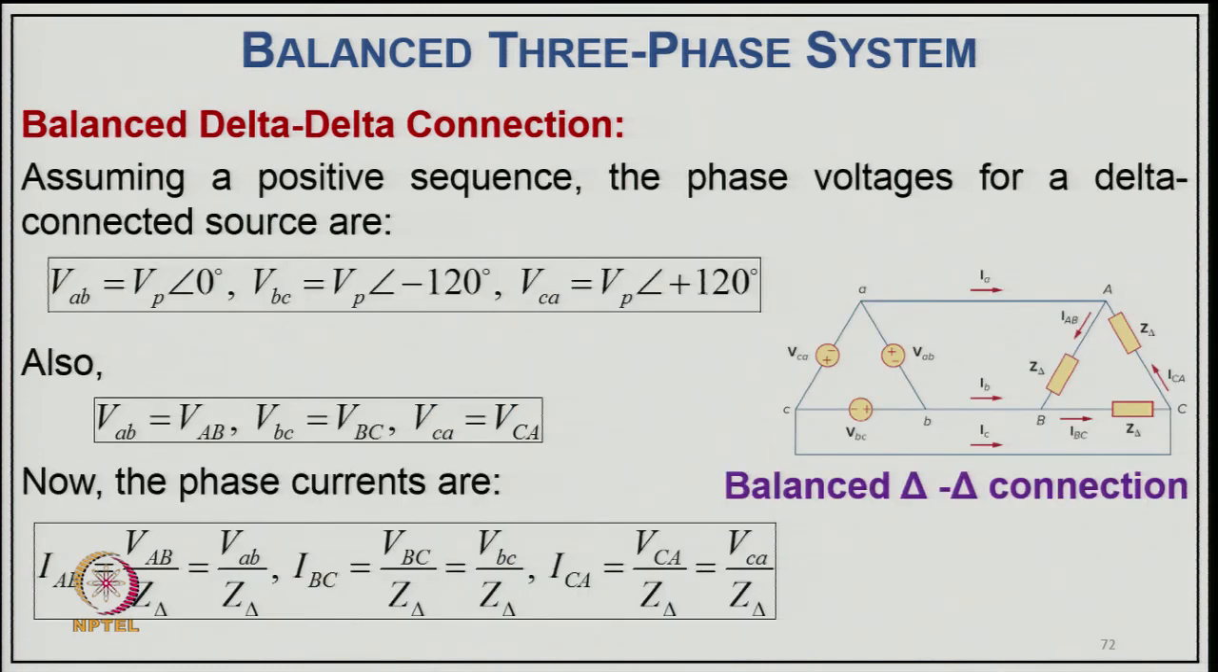So, assuming a positive sequence, the phase voltages for the delta connected system are V_ab equal to V_p at the angle of 0, V_bc equal to V_p at the angle of minus 120 degrees, and V_ca equal to V_p at the angle of plus 120 degrees.